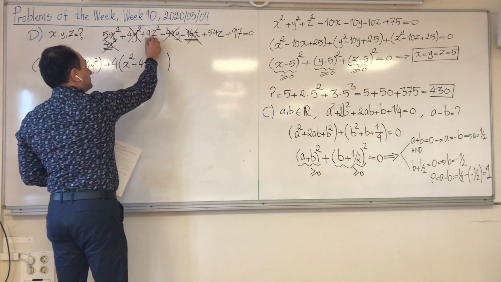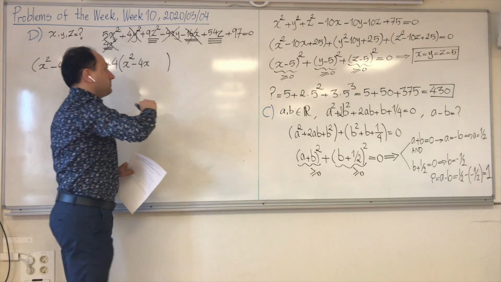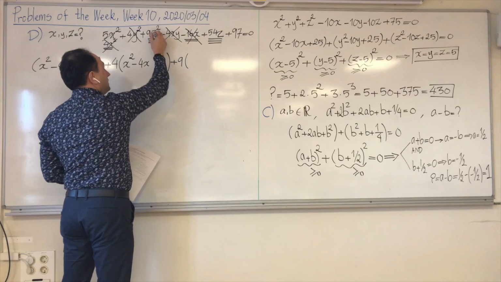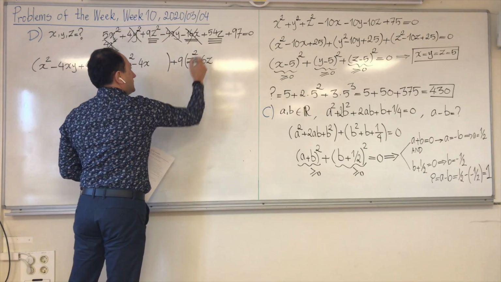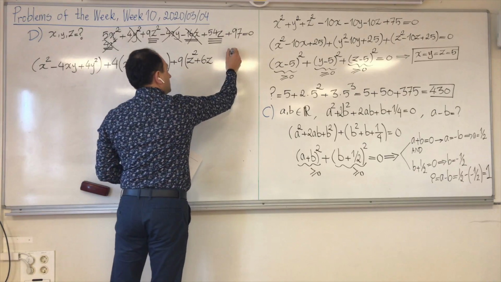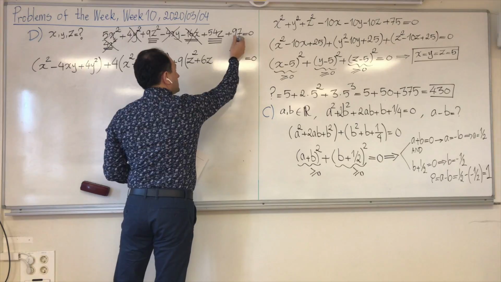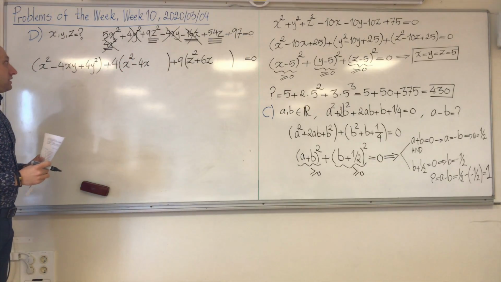9z squared and then 54z. I can factor 9 out, and then this is z squared plus 6z, and then let us leave an empty space and then put equal to 0. Of course, 97 is still left. We need to consider that as well.